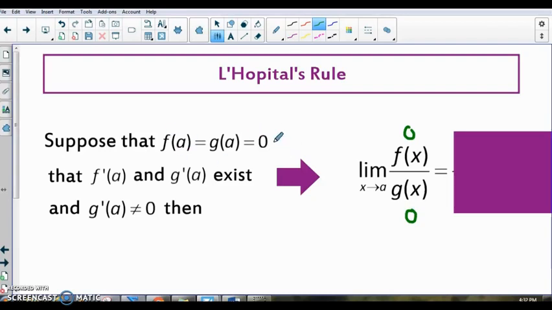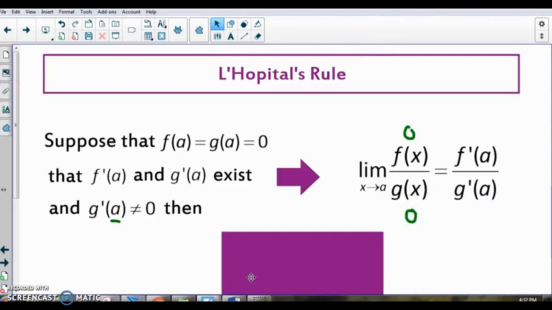So if this is what's happening with it equal to 0, if you can take the derivative of both the numerator and the denominator, and the denominator's value is not equal to 0 when you substitute that a in, then that becomes the actual limit of the problem. So take the derivative of the numerator, take the derivative of the denominator, substitute that a value in, and this is your limit. So we're going to do several problems like this.